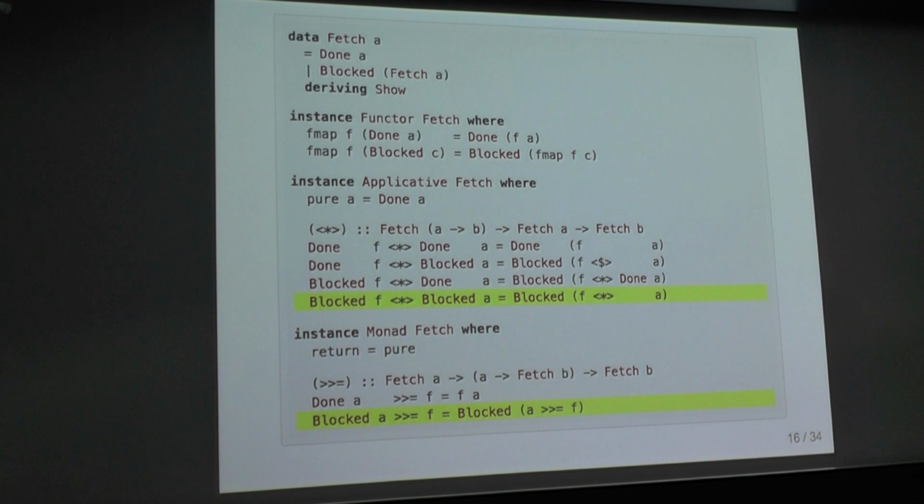Anyway, we can have an instance of Functor that's pretty straightforward. You unwrap the value, you take the function, you apply it. That's it. It's pretty simple. Applicative: you look at the left side, you look at the right side. If one of them is blocked, the result must be blocked. But the key here is the highlighted line. If both are blocked, you only need to preserve one of the blocks. This is in contrast to the monad instance, where you always preserve the block of the outermost block.